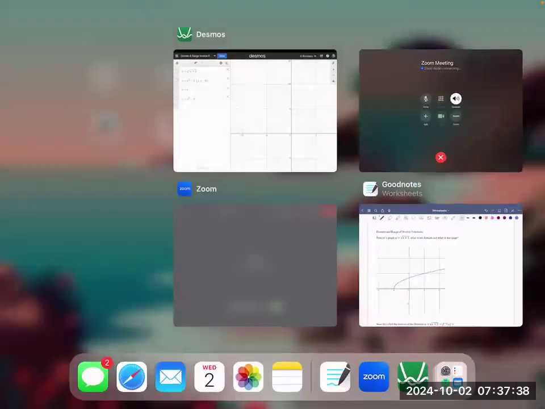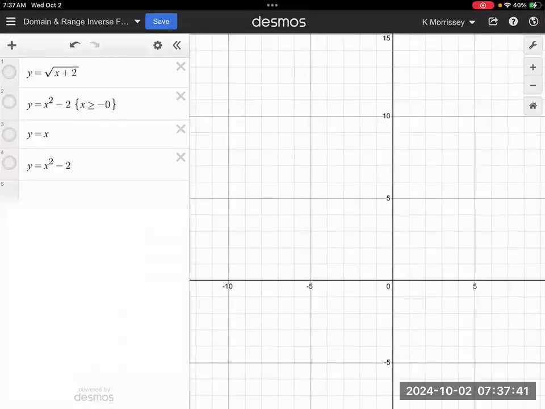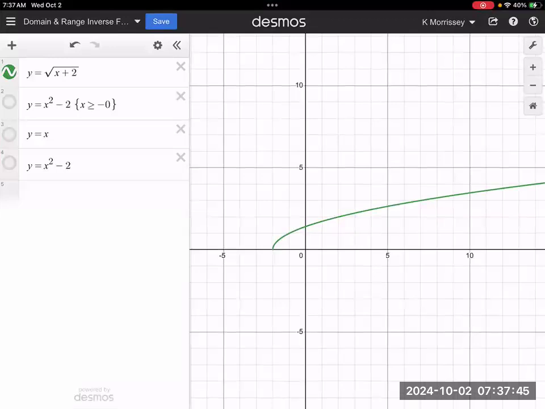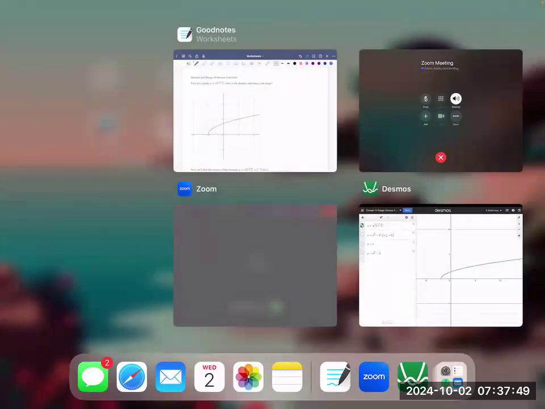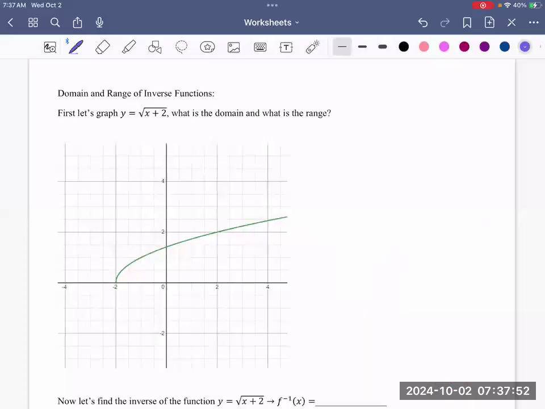So I'm using Desmos here, and you'll notice that I have everything lined up, so I just get to click and go. When I go ahead and graph it, I should have a function that looks like this. We read the function from left to right when we're talking about domain, and bottom to top when we're talking about range.